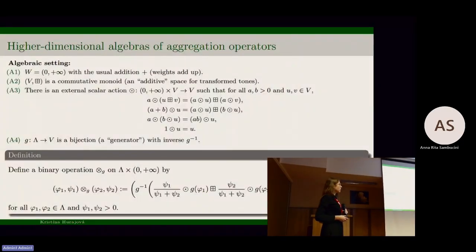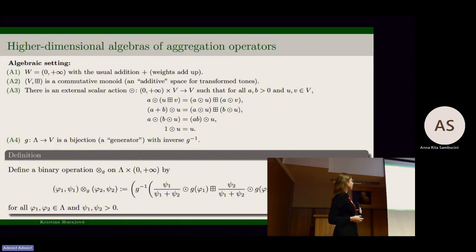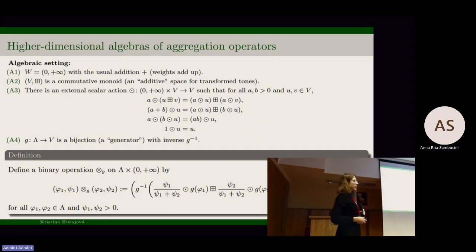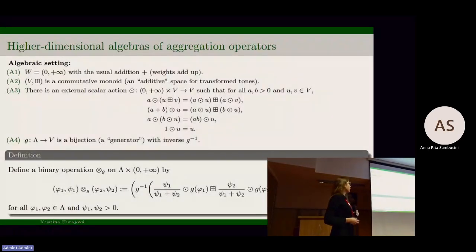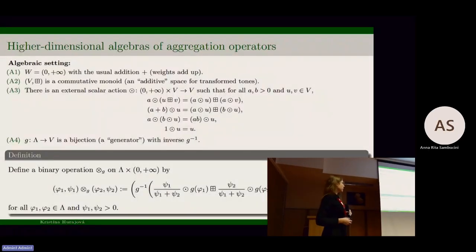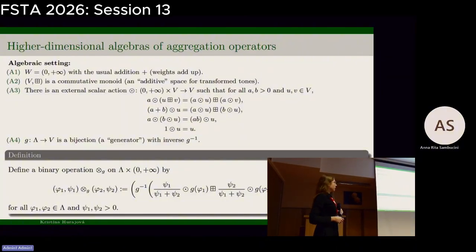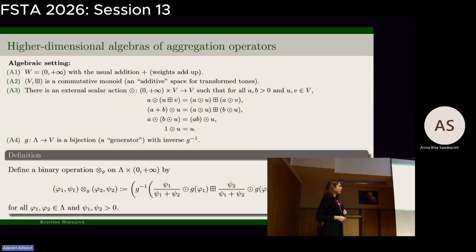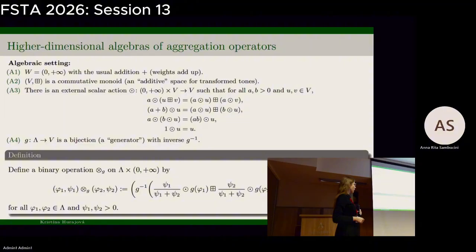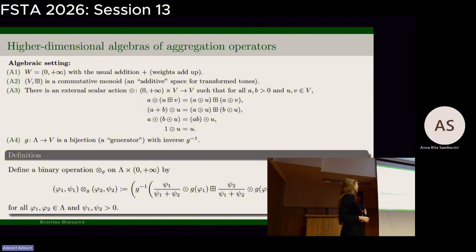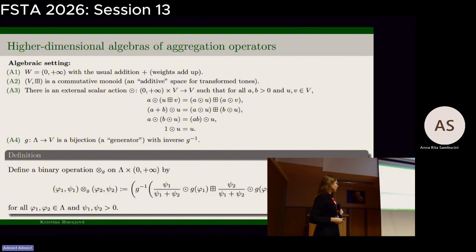aggregate tones. We consider tones as primitive objects associated with pitch values in an ordered space. Pitches aren't aggregated directly, but via a perceptual transformation, and intensities act as weights and are combined additively.